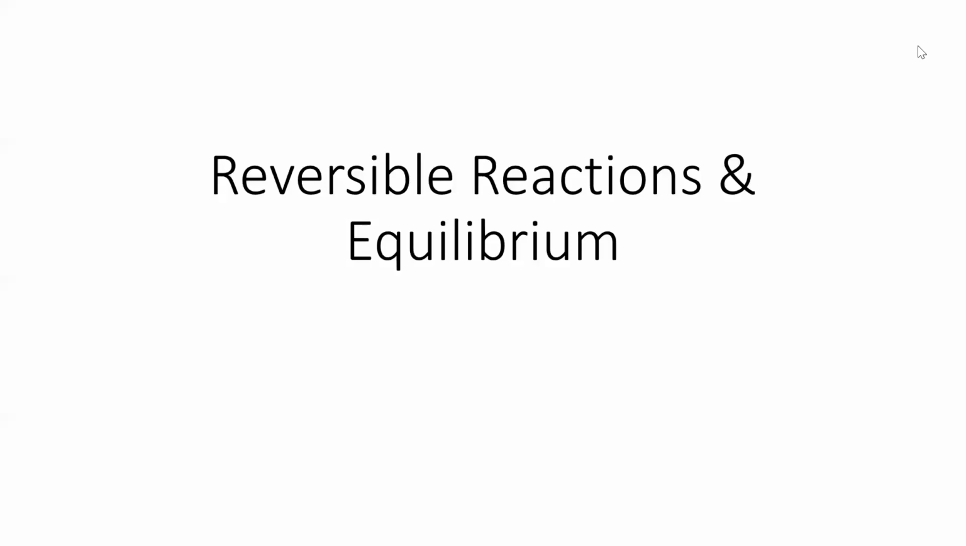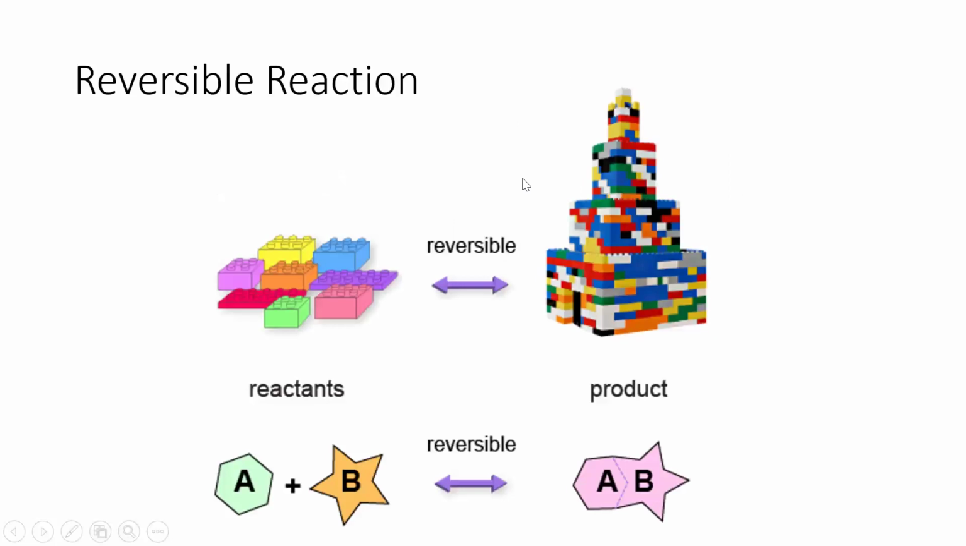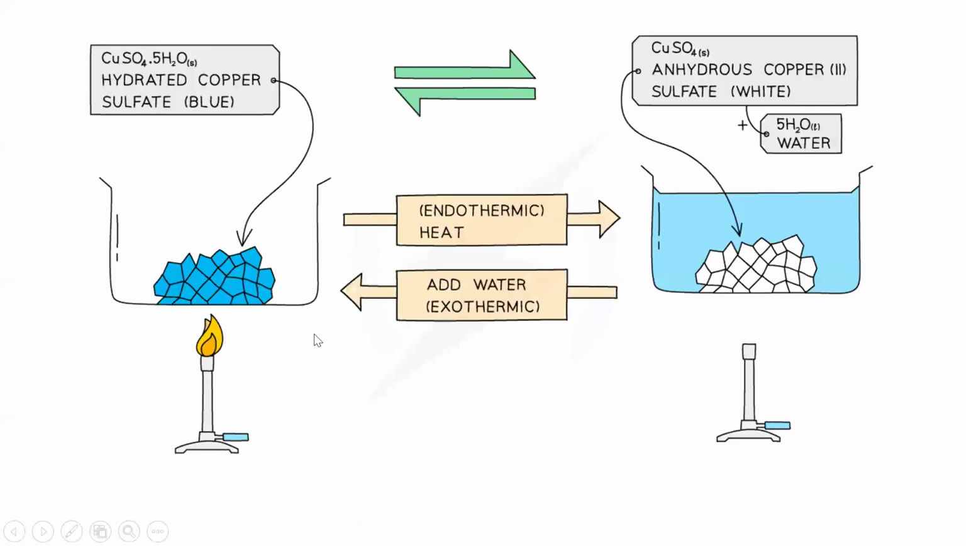Hello guys, today we're going to talk about reversible reactions and equilibrium. Now, we know that for any reaction, products are formed from the reactants, but for reversible reactions, this is not just the case. The reactants are going to form the products, that's true, but products can also form the reactants. This is called a reversible reaction. It will be able to go both ways, forward from reactants to products, backward from products to reactants.